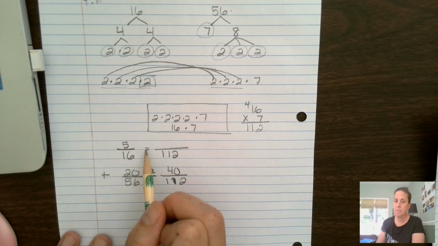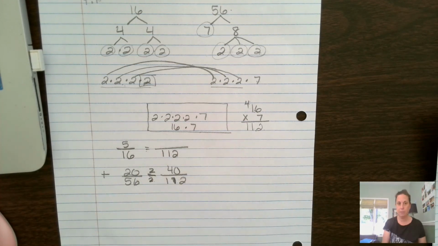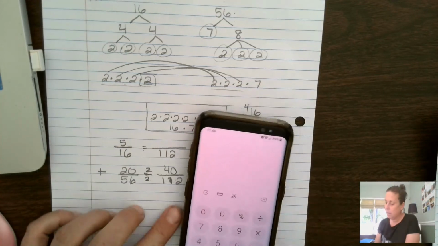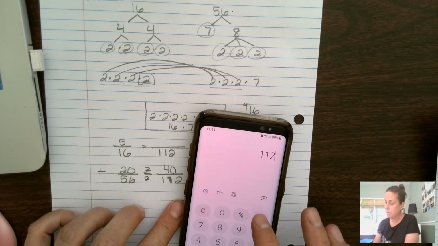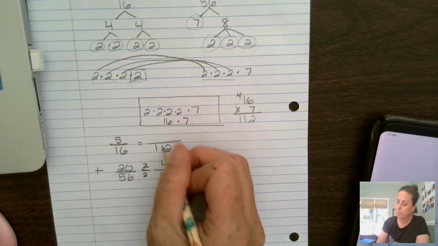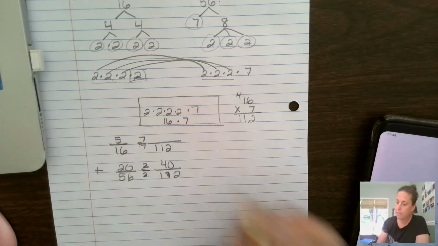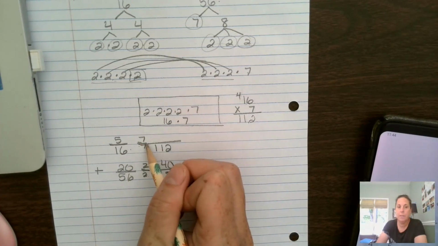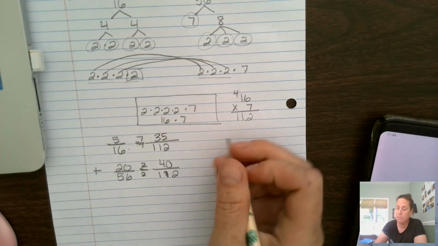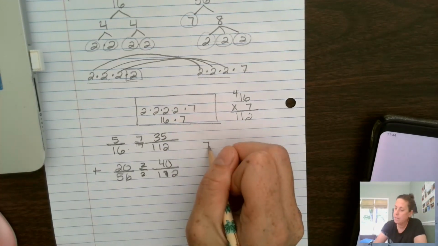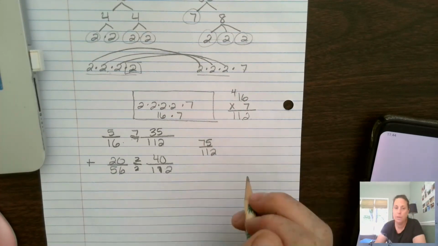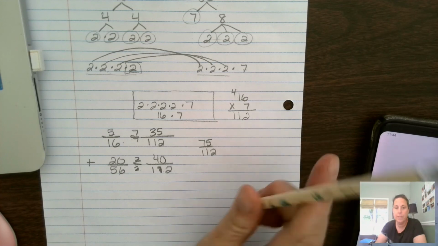Now how many times does 16 go into 112? Let me get my calculator out. It should work, because we just figured this out. So I'm going to go 112 divided by 16. It's 7. It did work. So the lowest common multiple is 112 here, so that works. So now 16 times 7 is 112, so 5 times 7 is 35. And then you could add them together, so you would get 75 over 112, and then you could reduce it. Okay, that's the lowest common multiple.